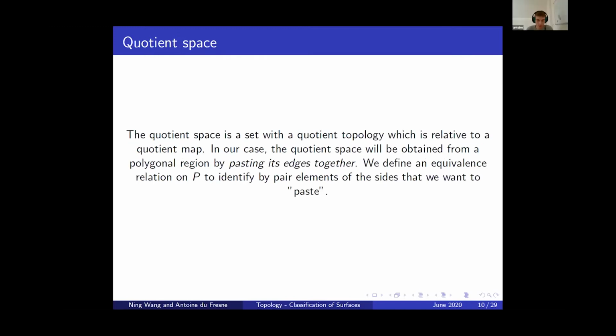So a quotient space is a set with a topology on it, which is relative to a quotient map. So we will pass through the details to go on to our specific quotient space. In our case, the quotient space will be obtained by pasting the edges together of a given polygonal region. So what do we mean by pasting edges together? This is just defined by an equivalence relation. This equivalence relation identifies by pair the elements of the sides that we want to paste.